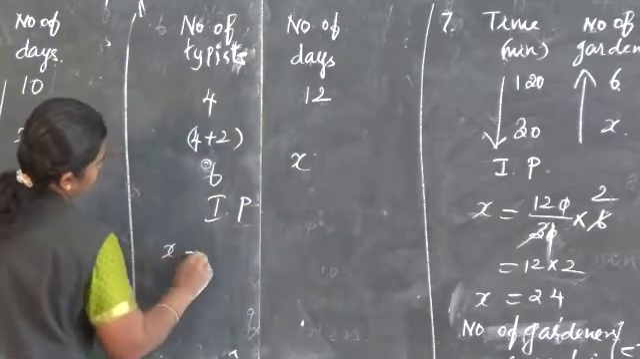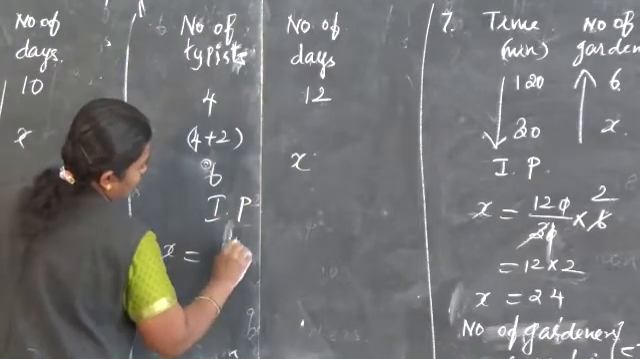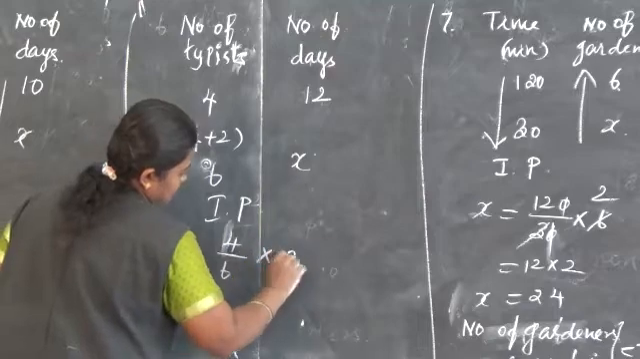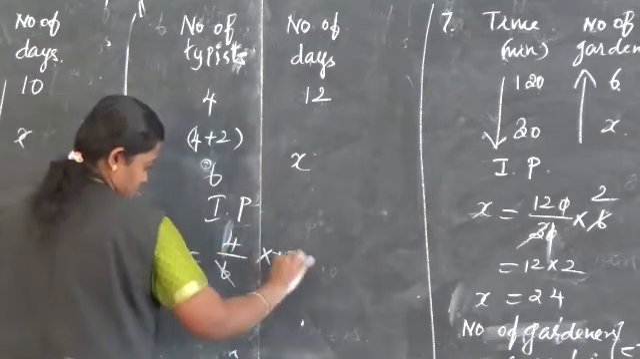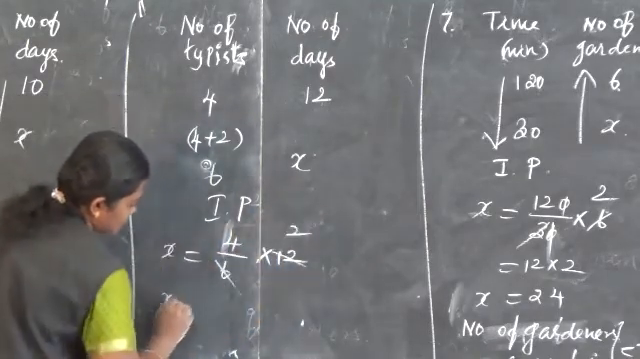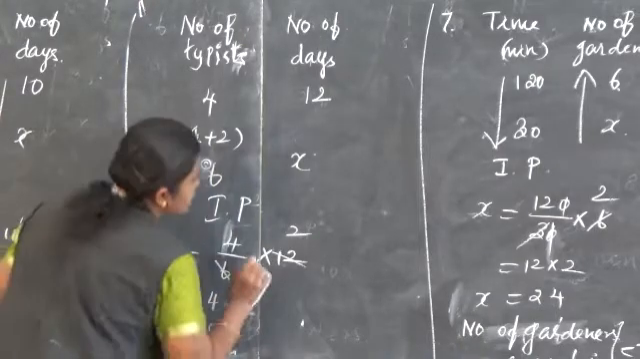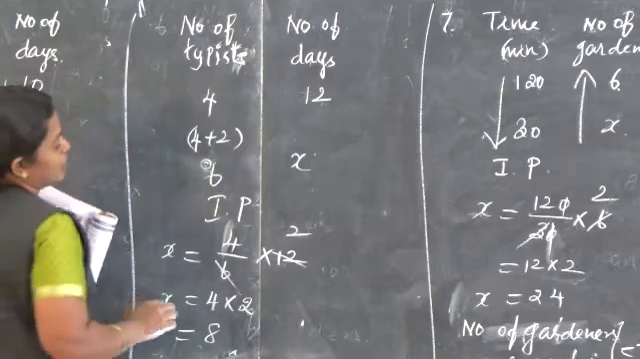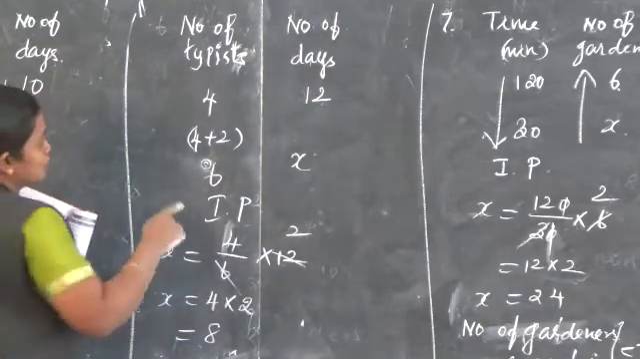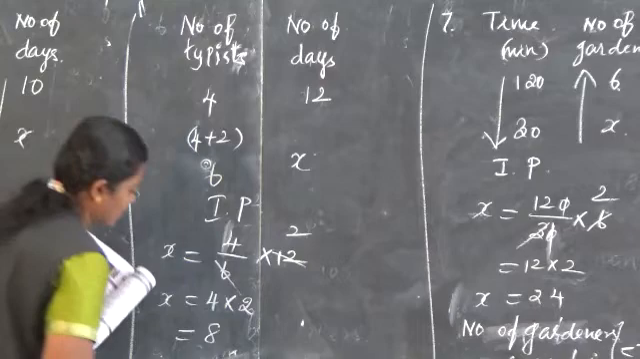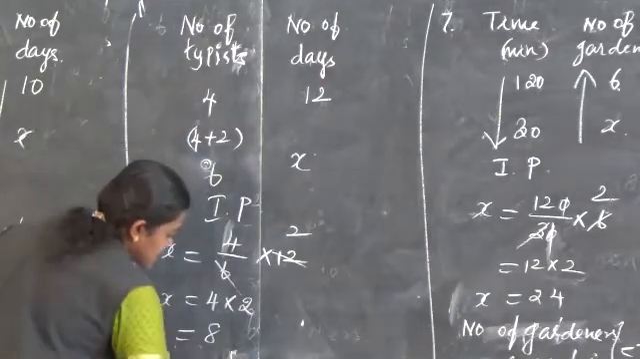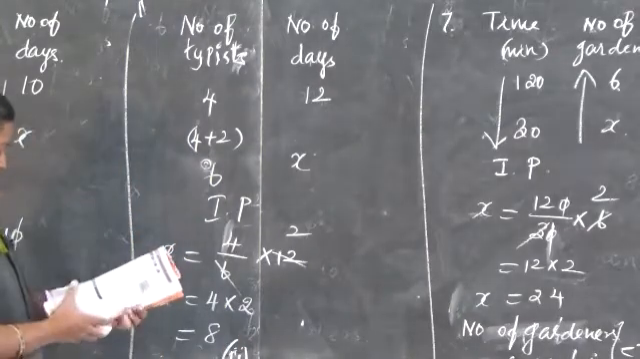So as it is, you should write 4 by 6 into 12. Go for the 6 table, 2 6s are 12. So x equal to 4 into 2. In 8 days, we can complete the same work, if we are adding 2 more typists. So what option is given to us? Second option.